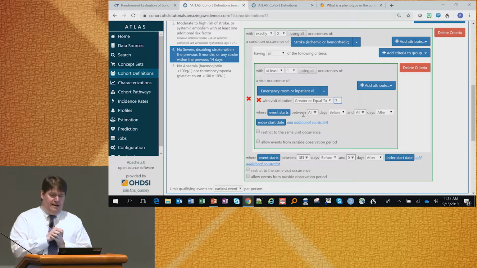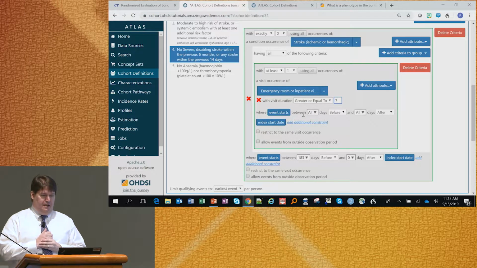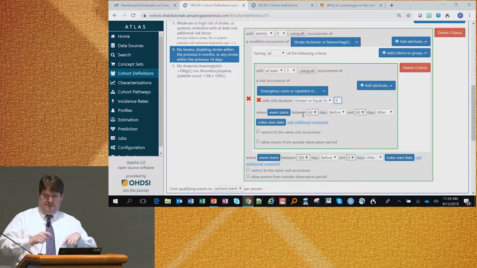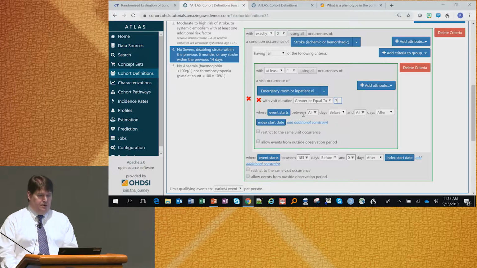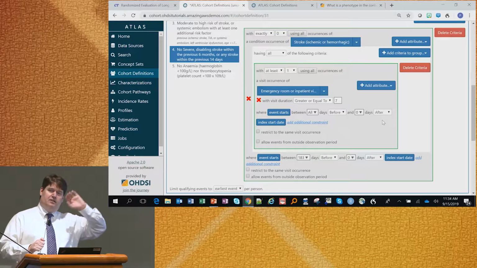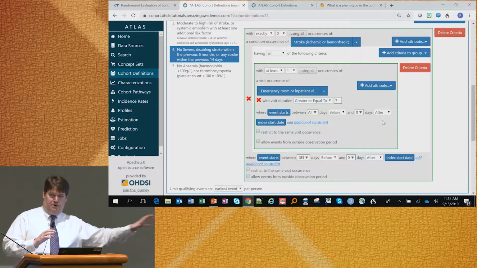So we're saying that the event that we're talking about here is the emergency room visit. The index of this particular event, the relative date that we're talking about, is the stroke. So we're going to say the event starts all days before and 0 days after the stroke. So the visit started sometime before the stroke.